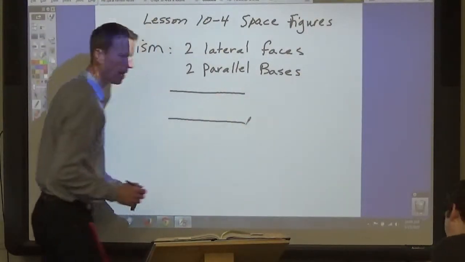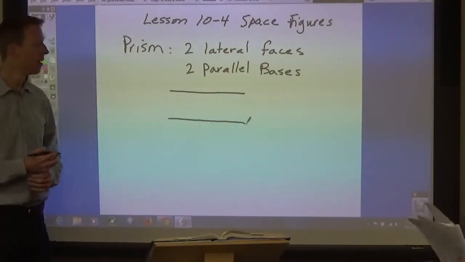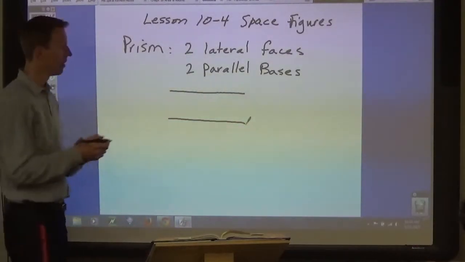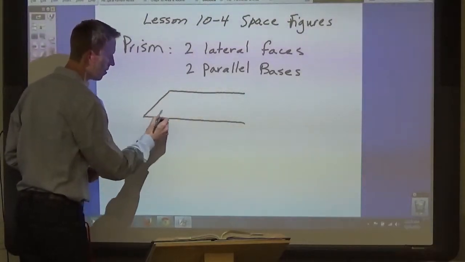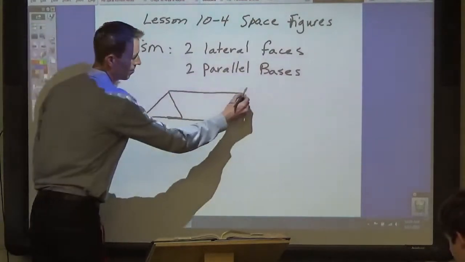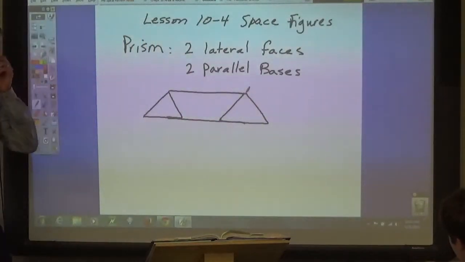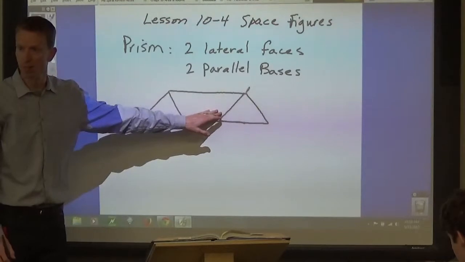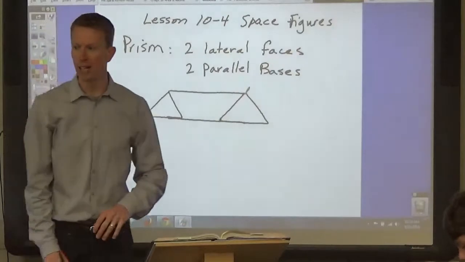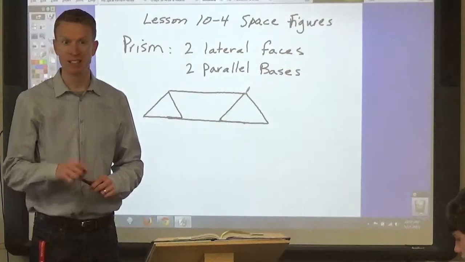Parallel bases means that you're going to have lines that go like this. And then on the end of the line, you will have a shape. It may be a triangle. If it's a triangle, it's called a triangular prism. If it's a square or a rectangle, then it's a rectangular prism.